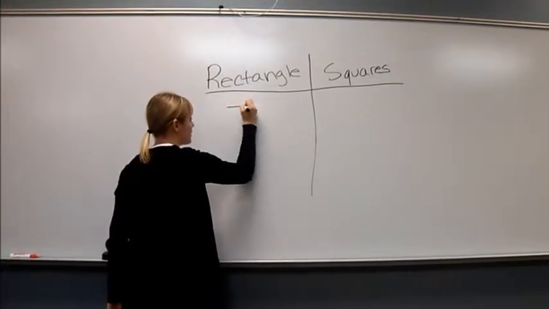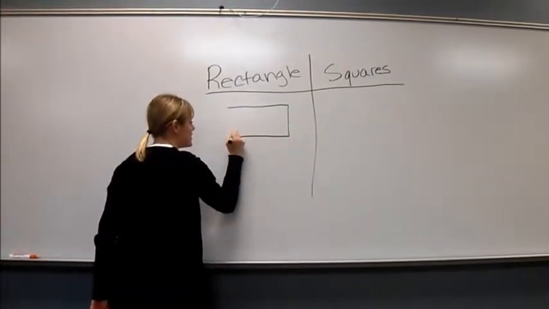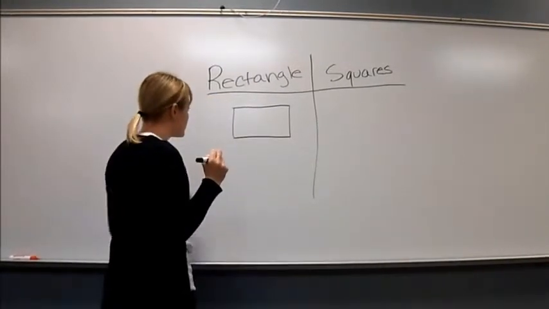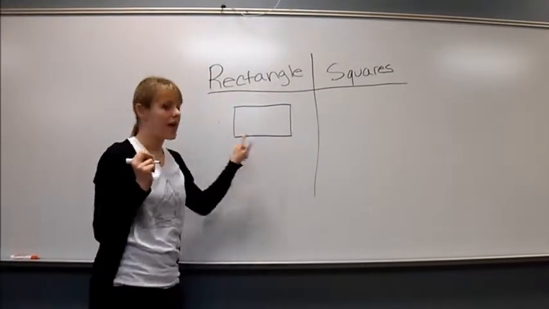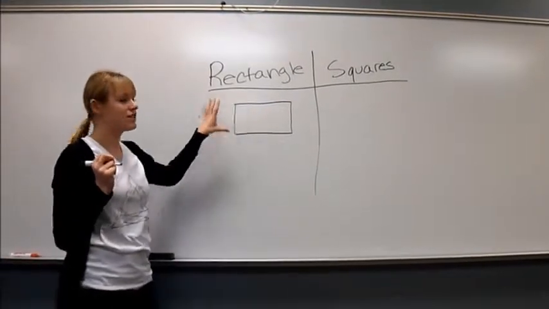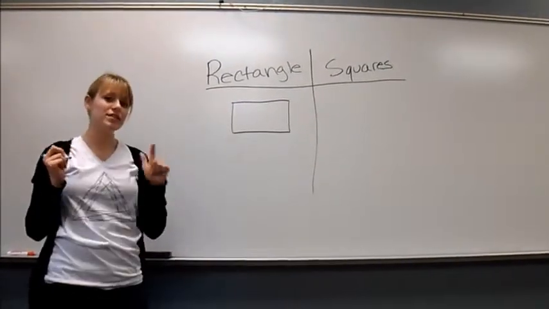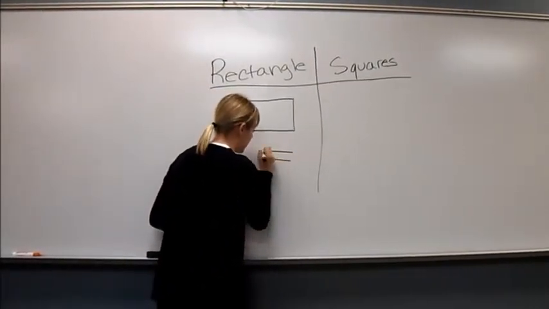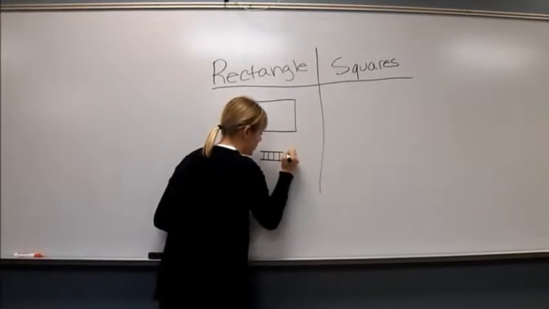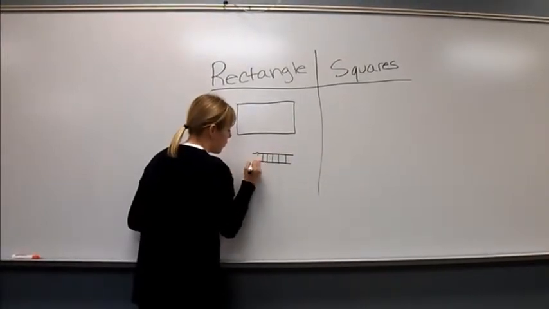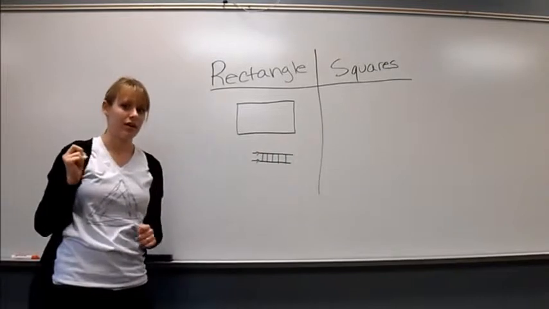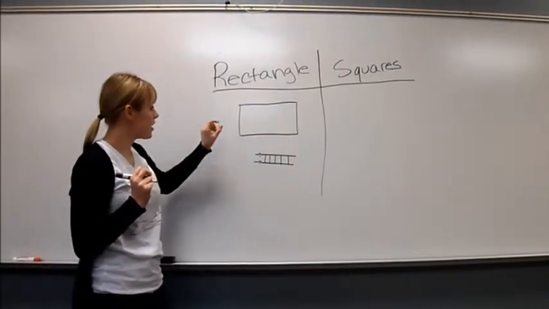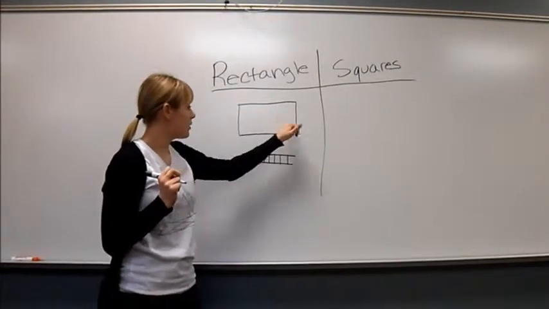Now, there are two things that help us identify what a rectangle is. The first thing is that it has two long lines and two short lines. These lines are the exact same length. They are also parallel. To remember what parallel is, it's like a train track. A train track has two lines, one on top of the other. Parallel means that there's two lines right on top of each other. So you have one right here and one right here.